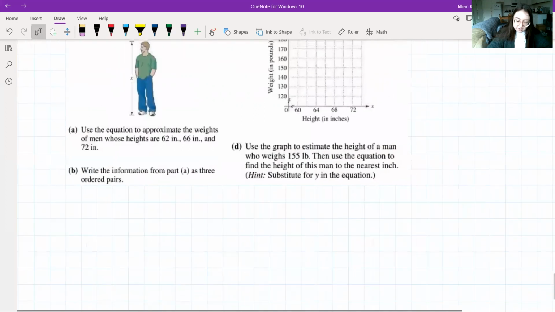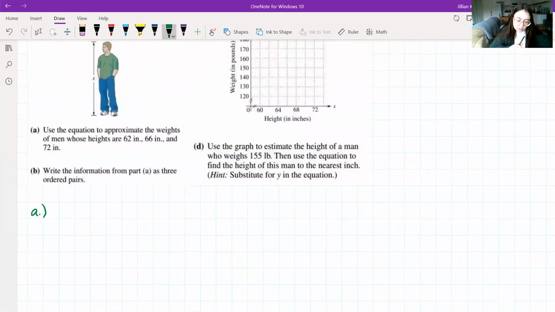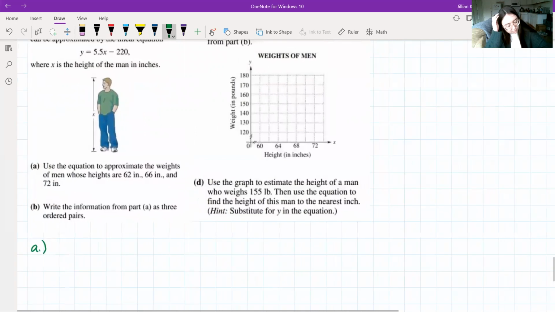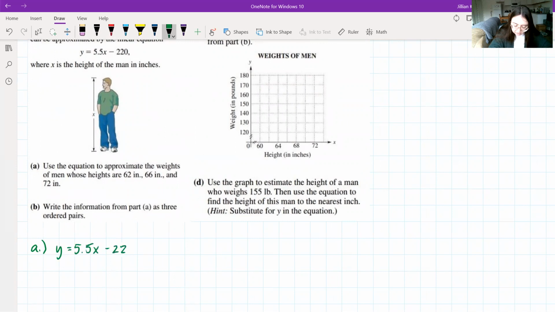So for part A, we're using the equation to approximate the weights of men whose heights are 62 inches, 66 inches, and 72 inches. So our equation here is y equals 5.5x minus 220. And let's do what we did before, and let's mark each one of these values. We're going to say 62 inches is 1, 66 inches is 2, and 72 inches is 3.